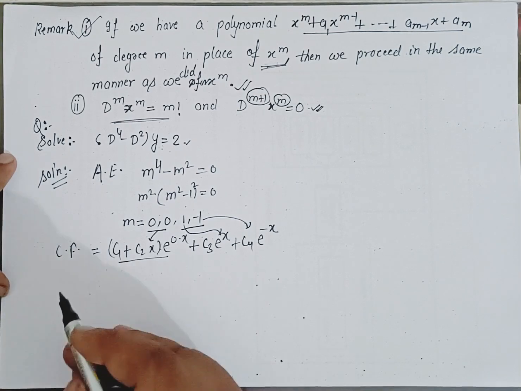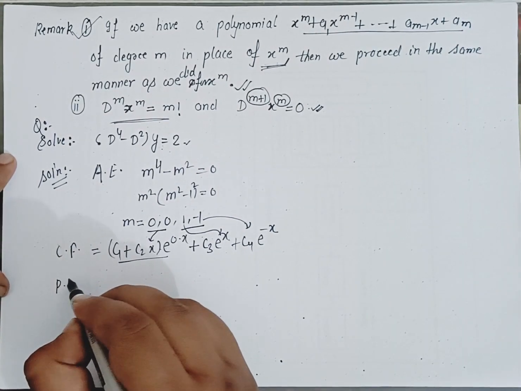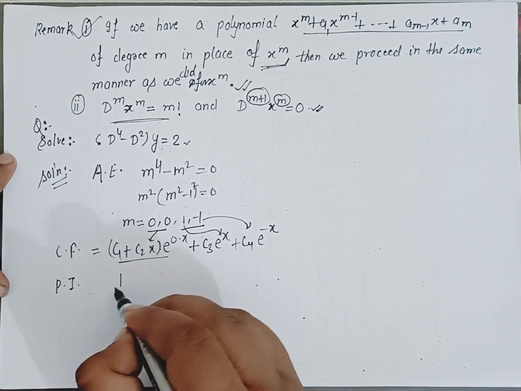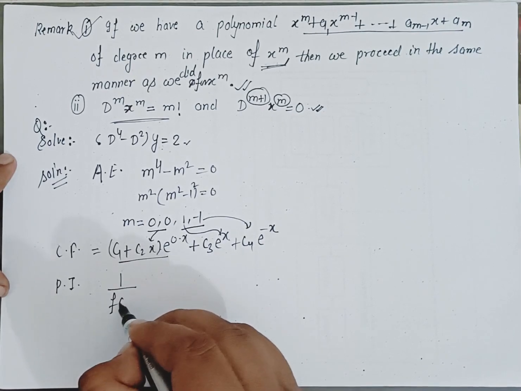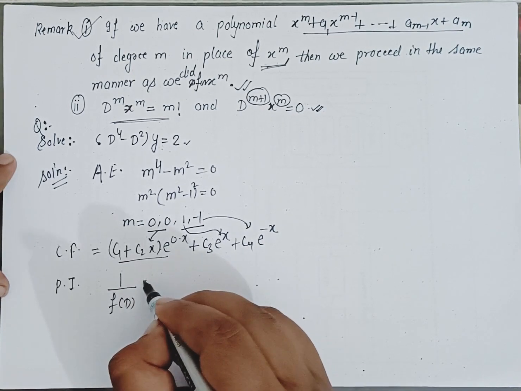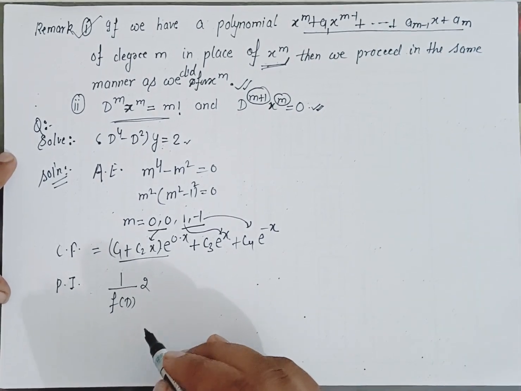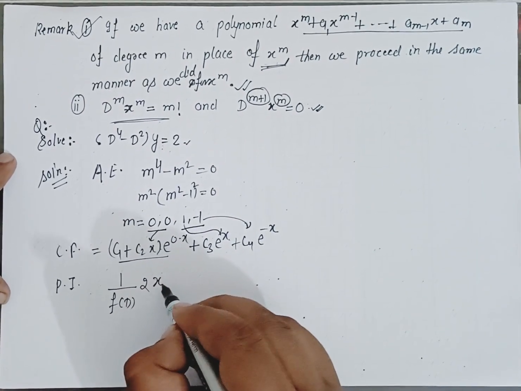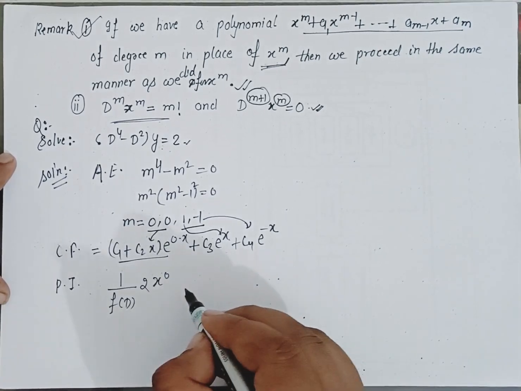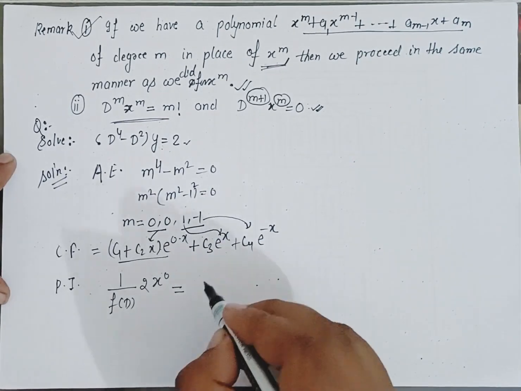Now to complete the solution, we need to find the particular integration. To find the particular integration, we need to solve this. Obviously, we have the polynomial type here, 2 into x to the power 0. Now we need to solve it with this theory.